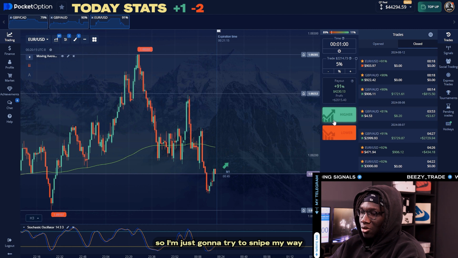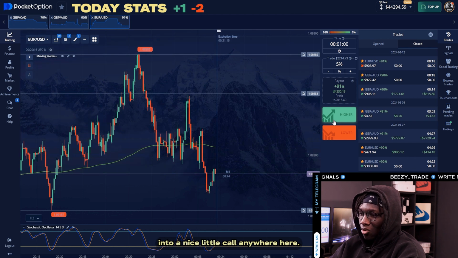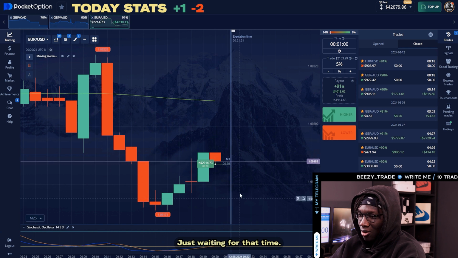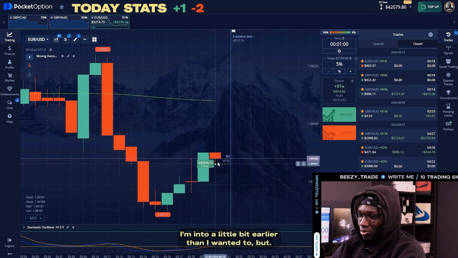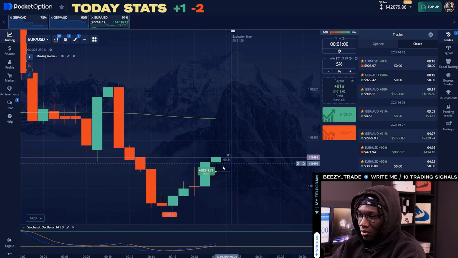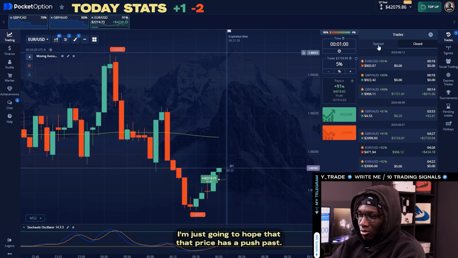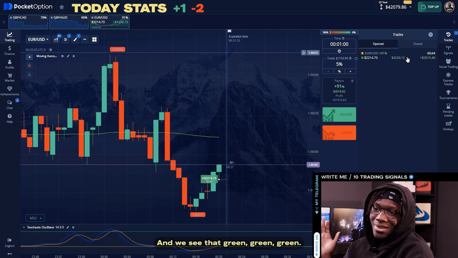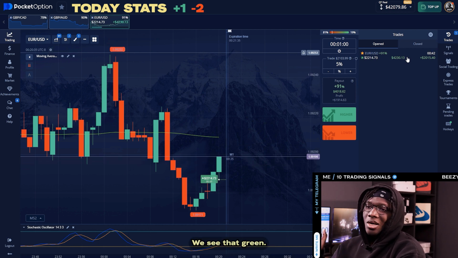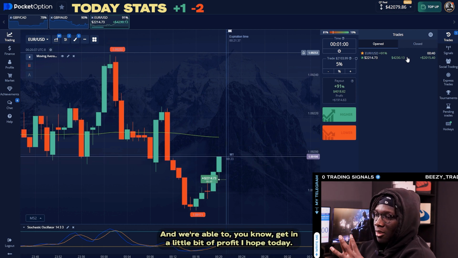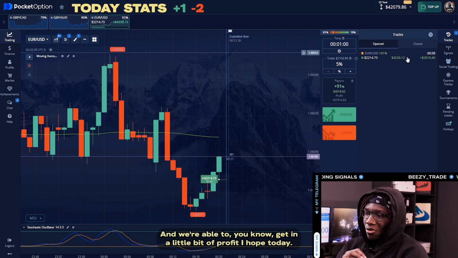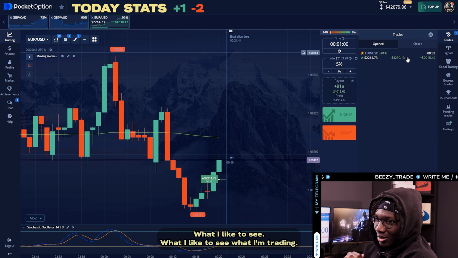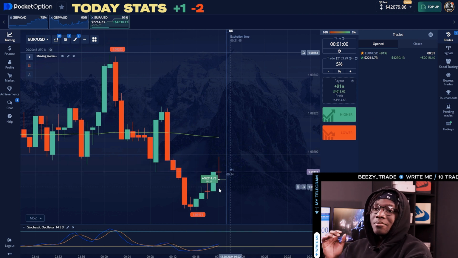So I'm just gonna try to snipe my way into a nice little call anywhere here. Just waiting for that time. Okay, I'm gonna enter a little bit earlier than I wanted to, but I'm just gonna hope that price doesn't push past and we see that green. We see that green and we're able to get in a little bit of profit, I hope, for today. So yeah, green long candles, what I like to see when I'm trading.